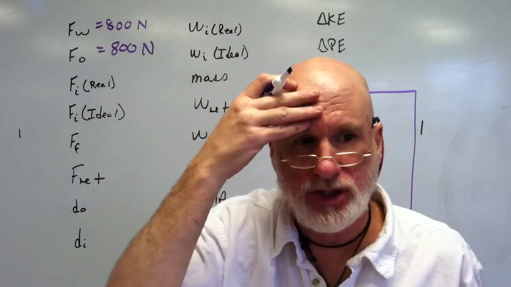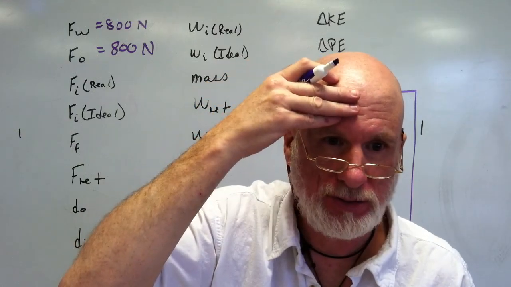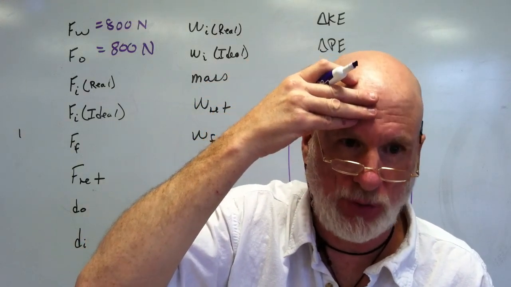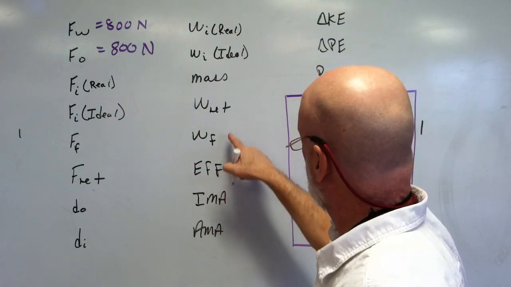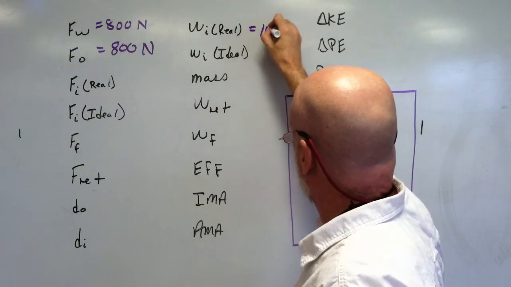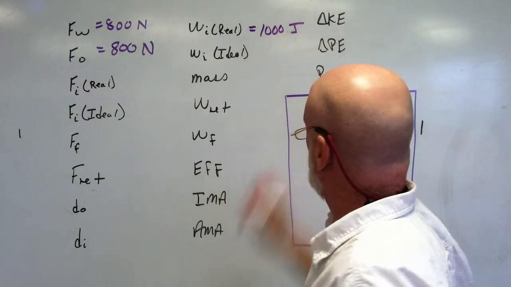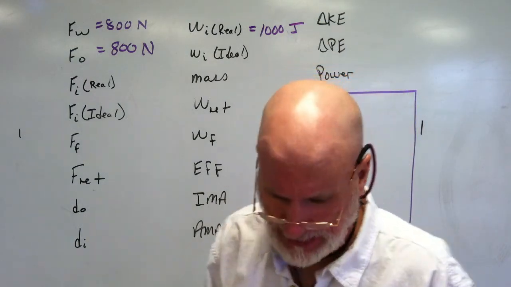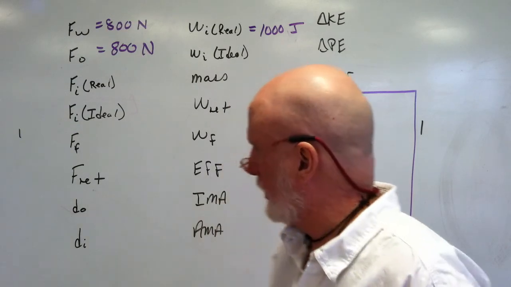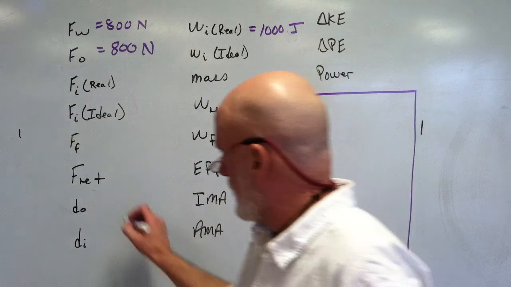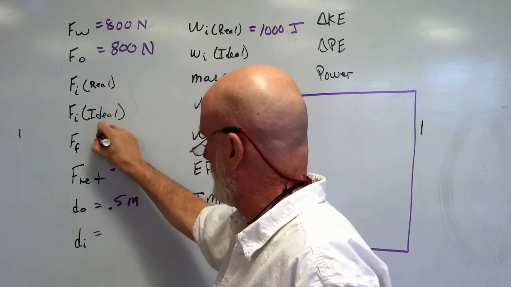Okay. What's 1,000 joules? What was the 1,000 joules? Work. Input, right? Wasn't that the real work input? Yes. It's up there, right here. Work is joules, right? 1,000 joules. Okay, good. What else was I given? I was given 0.5. What was 0.5? DO. Okay.